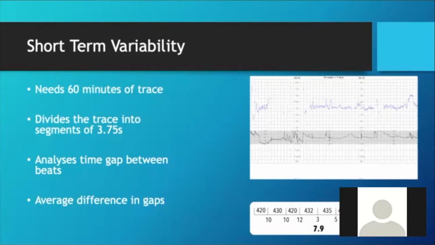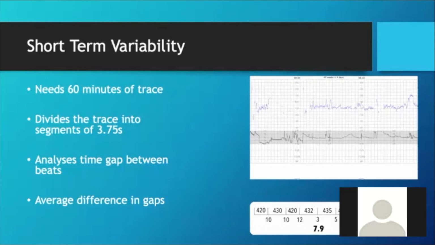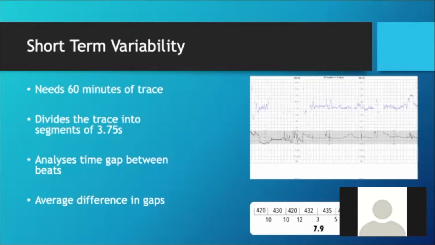Can I ask a question? Yes, please. So if, for example, the CTG meets the criteria in, let's say, 15 minutes, we cannot really comment on short-term variability because it hasn't analyzed it for 60 minutes. So we can't really take it into consideration. You can't take it at all into consideration. You need the 60 minutes. Okay. All right. Thank you.